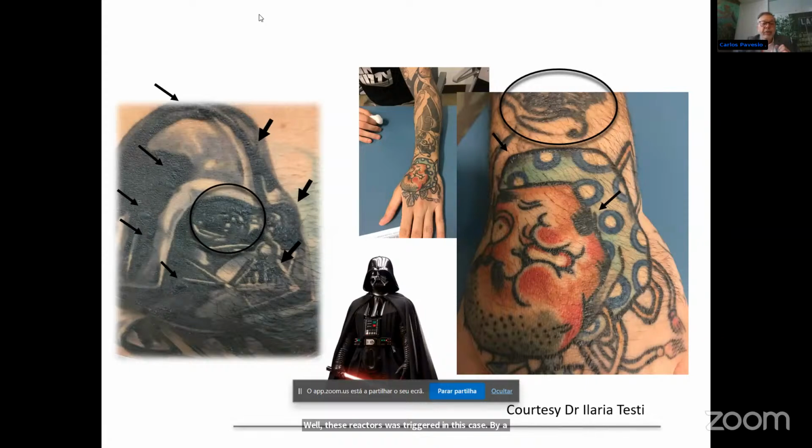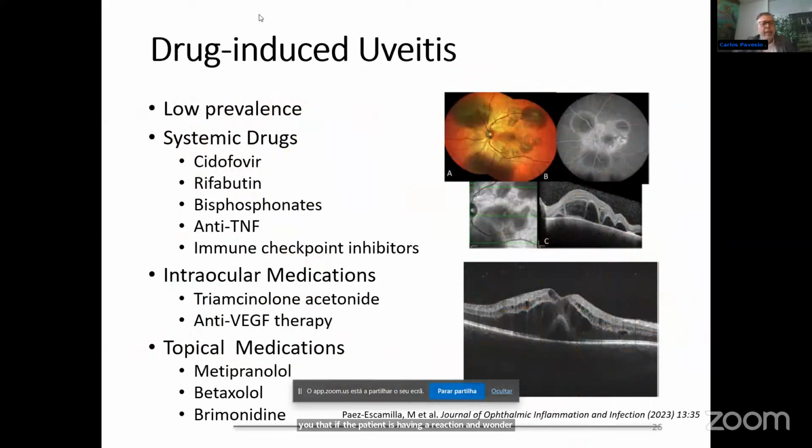You can see here, it's important when you look at the skin, because potentially this could be a good clue for you that if the patient is having a reaction at one of the sites of the tattoo, this could be connected to what's happening in the eye. Drug-induced uveitis is really important to get. It's not common, but if you get the history of the drugs that might be used, you may end up finding there is a connection between that drug and what's happening in the eye.